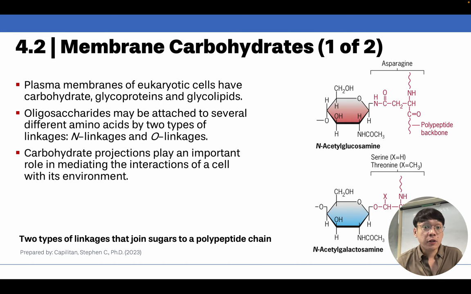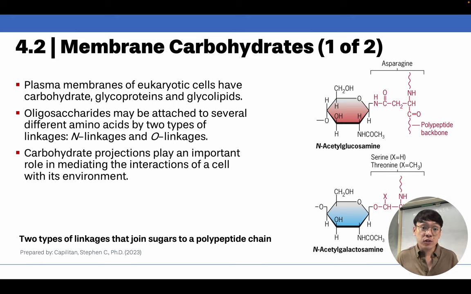Plasma membranes of your eukaryotic cells have carbohydrates, glycolipids, and glycoproteins. And these chains of long sugars, we call them oligosaccharides, may be attached to several different amino acids. And there are two types of linkage: your N linkages, which is shown in this image, and O linkages.